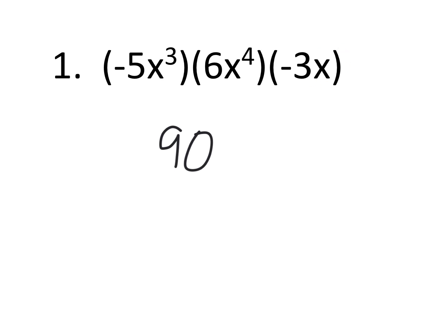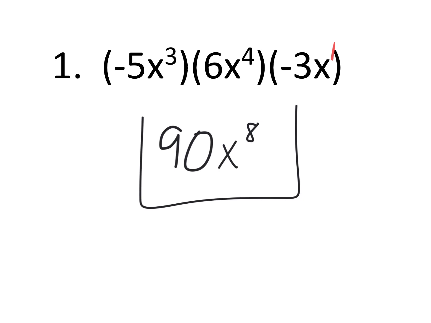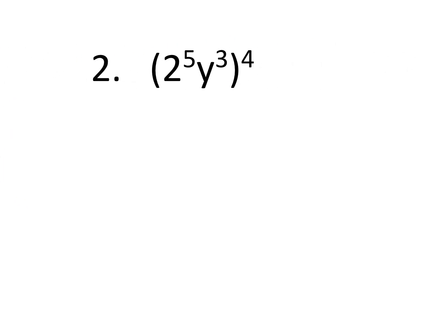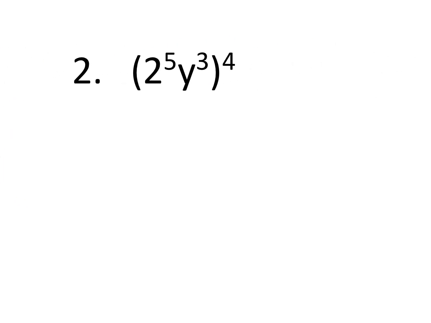1. When you don't see an exponent, please put a 1 so that you remember to add them or multiply, whatever the situation is. So 3 plus 4 plus 1, 8. So you actually have x to the 8th. Okay? Questions? Moving on.